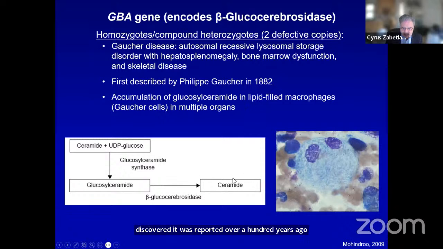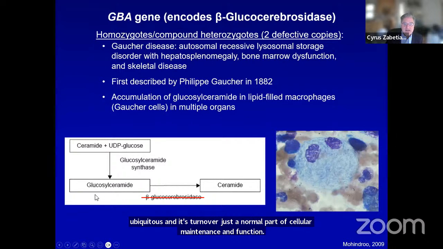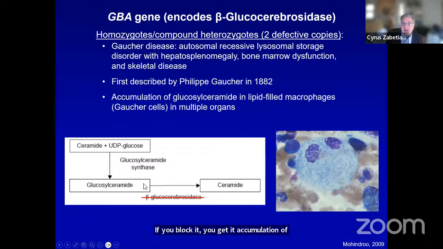And essentially what happens is you get dysfunction of the glucocerebrosidase enzyme. And this is an enzyme that breaks down glucosylceramide, which is part of the plasma membrane. It's ubiquitous, and its turnover is just a normal part of cellular maintenance and function. If you block it, you get accumulation of this molecule, glucosylceramide. And what ends up happening is this accumulation occurs in macrophages in multiple organs. This is a bone marrow smear, showing one of these Gaucher cells, which is filled with glucosylceramide.